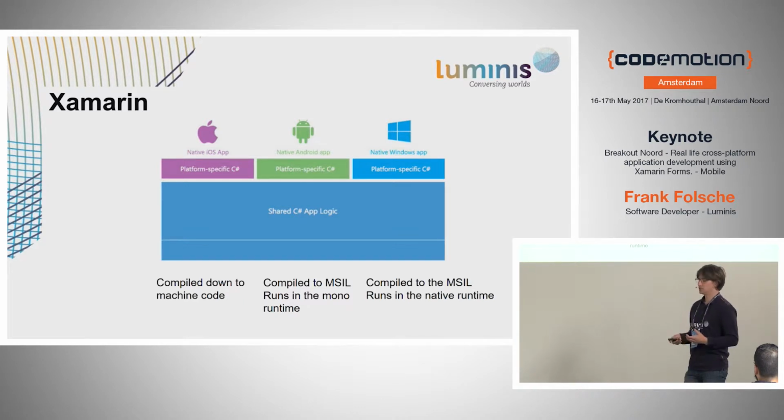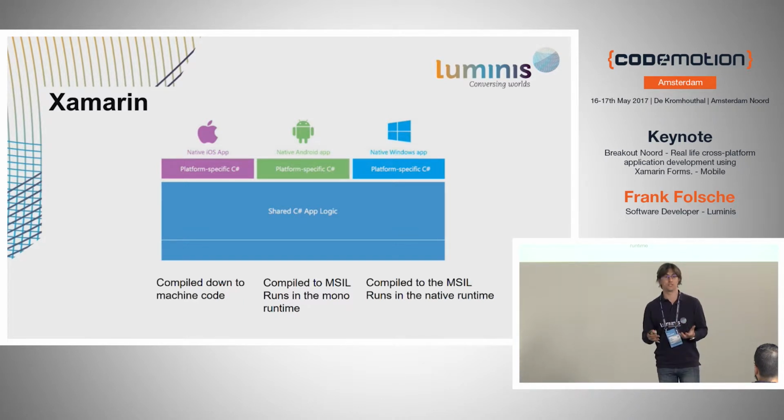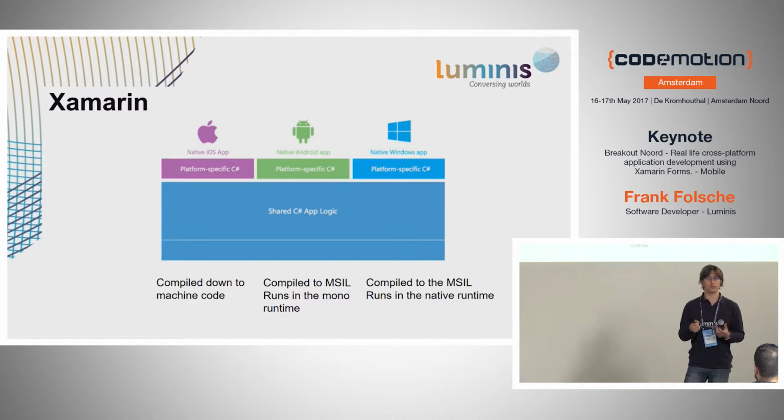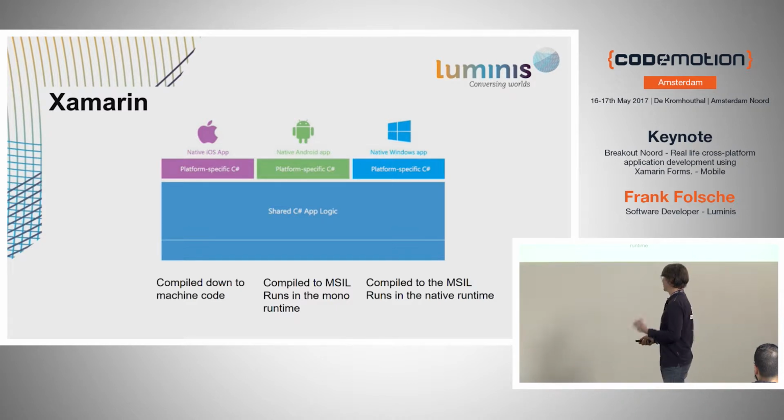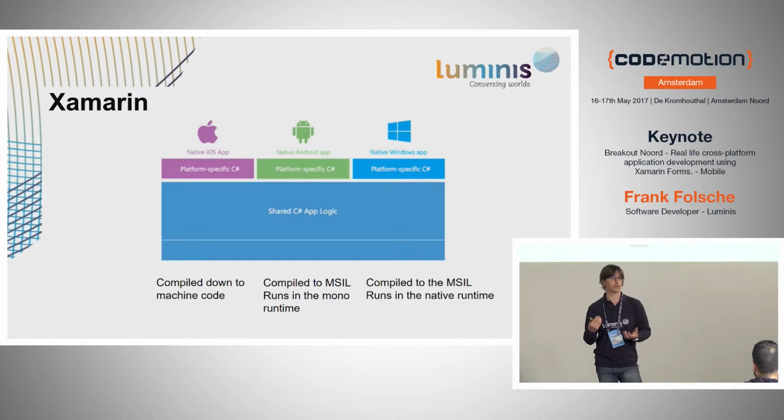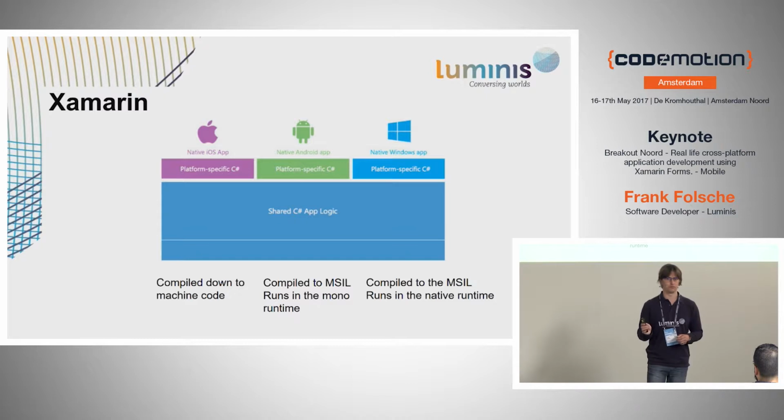When you compile this, it depends on the platform what actually will happen. On iOS, they don't allow any runtime, so this will compile directly to machine code to be run on the iOS device. For Android, they're actually using the Mono runtime, so your C# code will compile to intermediate language. It will run on the Android device in a compiler, and obviously for Windows, it's a native compiler on the platform.